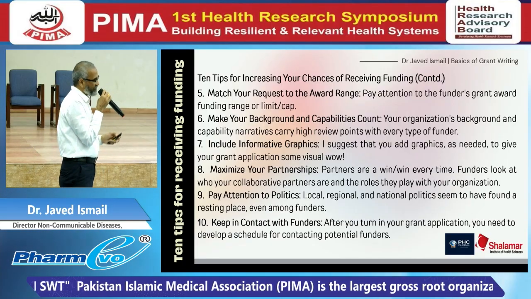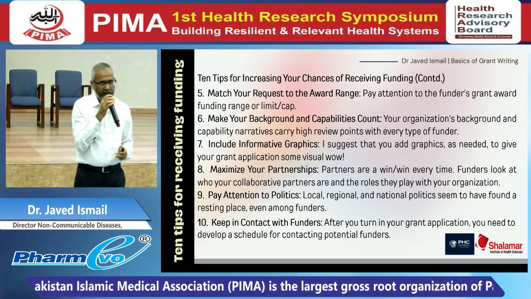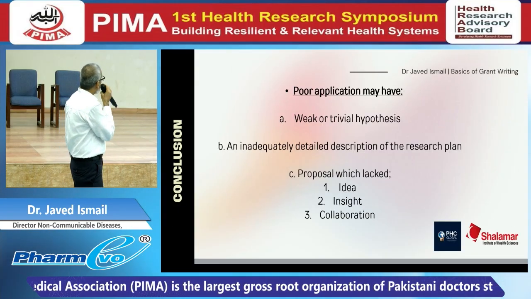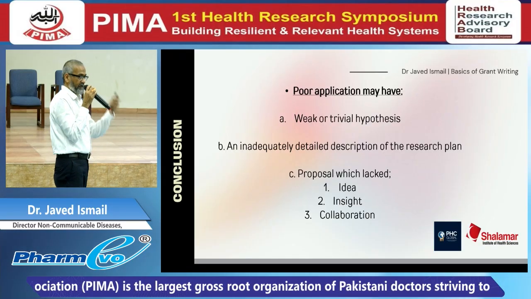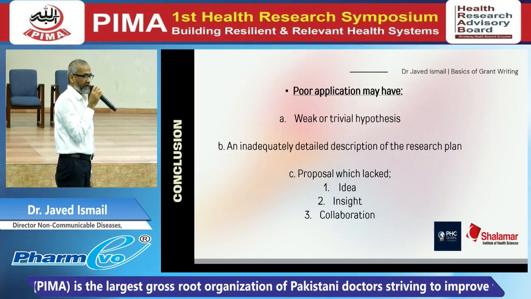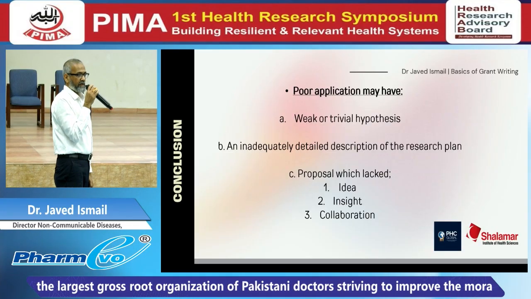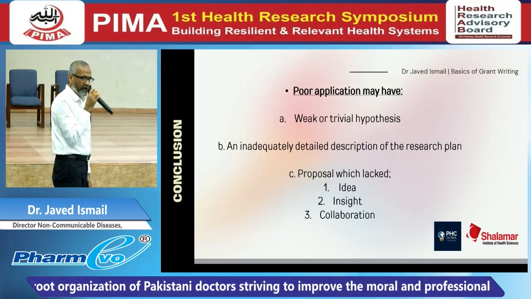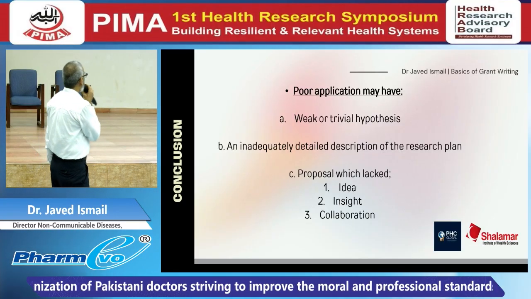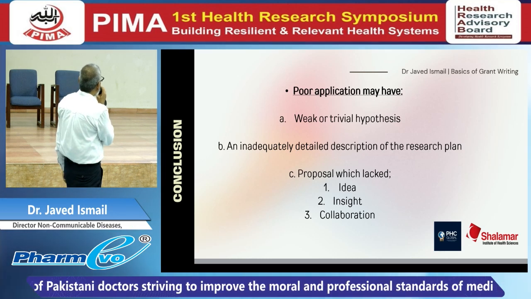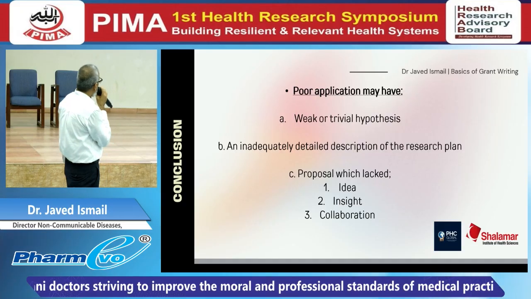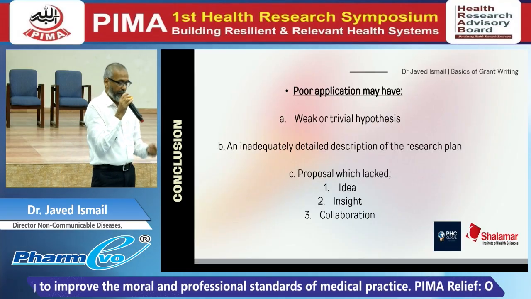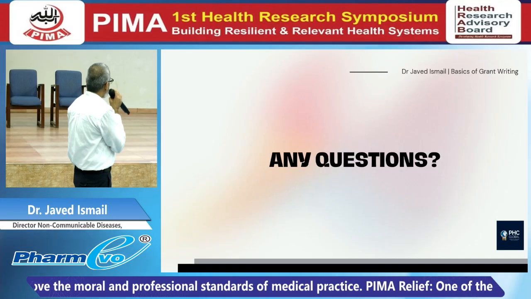So these are some of the points, and if you look at them, there is a high probability that you may increase your chances of acquiring funding. A poor application may have weak or trivial hypotheses. I have emphasized so many times that you have to have a very clear, achievable objective and a noble idea, targeted towards the benefit of the community, not for the sake of research only. A poor application may have a trivial hypothesis, an inadequately detailed description of the research plan, or a proposal which lacks idea, insight, or collaboration. These are the main sources which reduce the chances of acquiring funding.